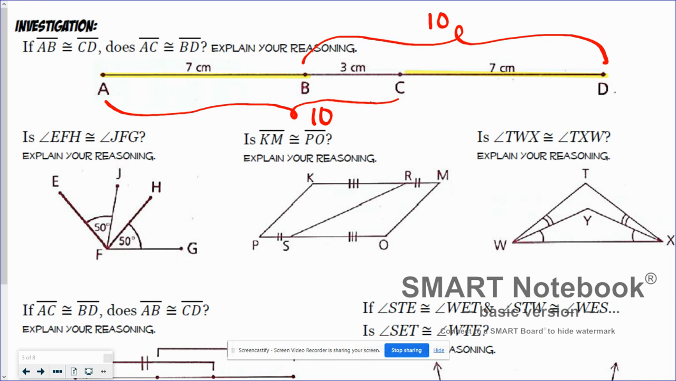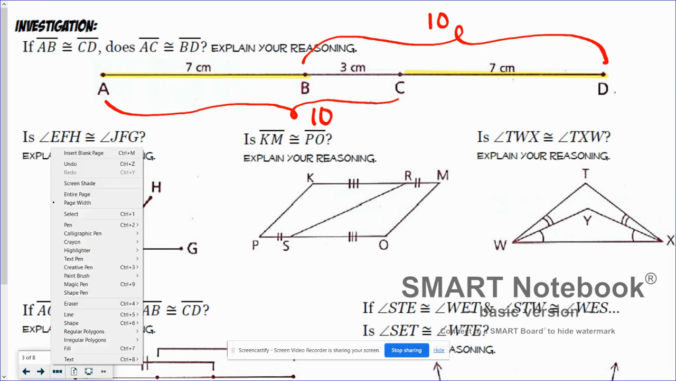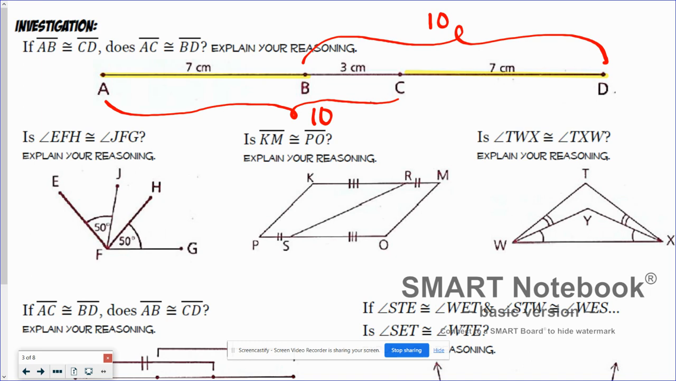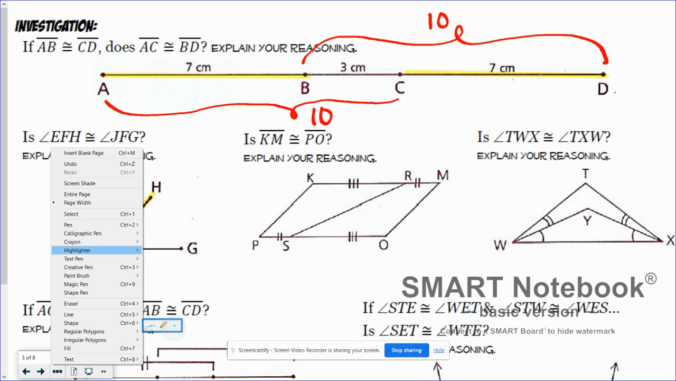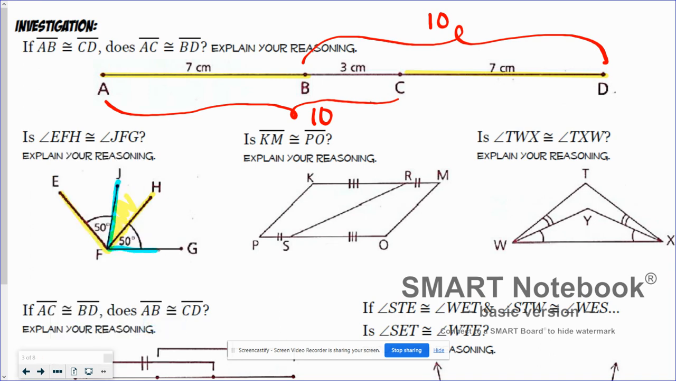Okay. Let's take a look at the next diagram. Is angle EFH congruent to angle JFG? Well, let's examine these angles. So here we have angle EFH. It's made up of that 50-degree angle and this guy, angle JFH. Okay, so what about the other angle, JFG? It's made up of a 50-degree angle and, once again, JFH. So are they congruent? Yeah, I think so too, because you're just adding angle JFH to two congruent angles.